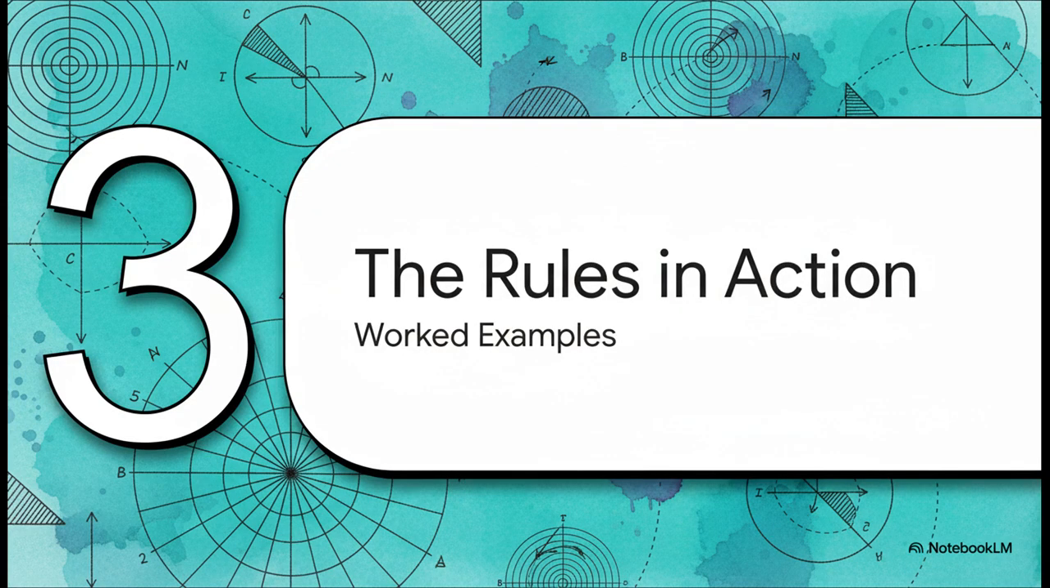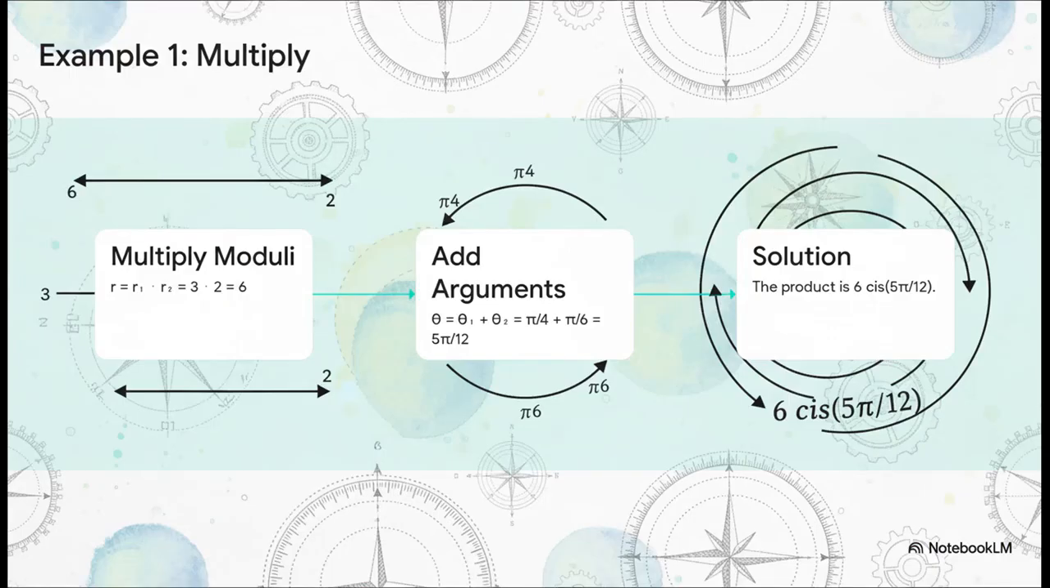All right, enough with the theory. Theory is great and all, but let's actually see how this works with some numbers. Let's run through a couple of examples so you can see for yourself just how powerful and easy this is. Okay, example 1. Let's multiply 3 cis of pi over 4 and 2 cis of pi over 6. So what's the rule? Multiply moduli, add arguments. So we multiply the moduli, 3 times 2, that's 6. Then we add the arguments, pi over 4 plus pi over 6. Find a common denominator, and you get 5 pi over 12.